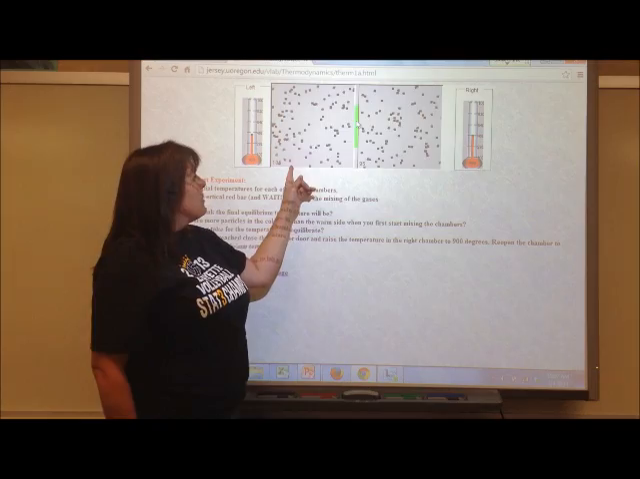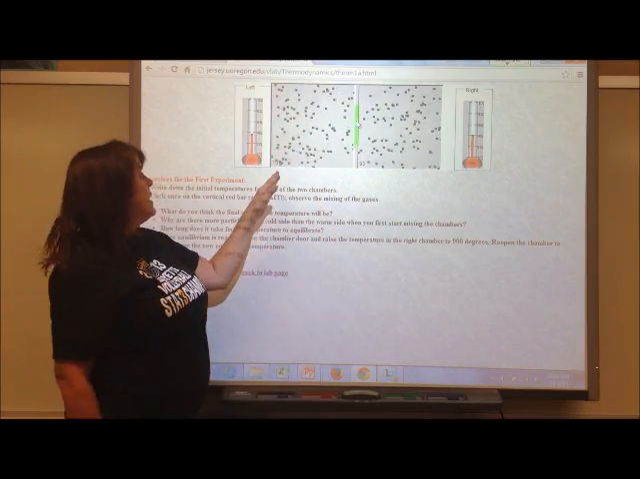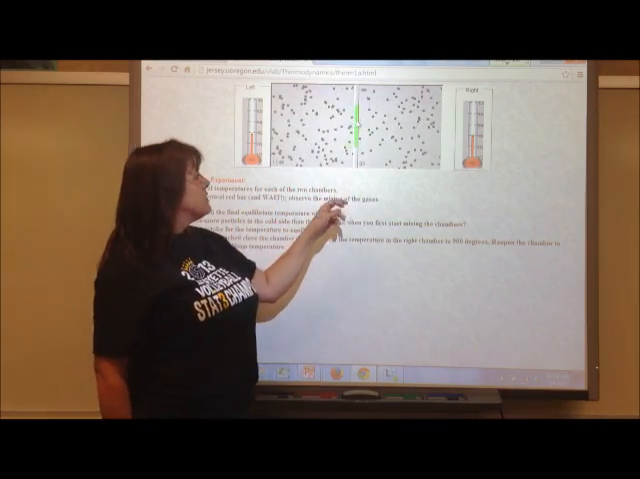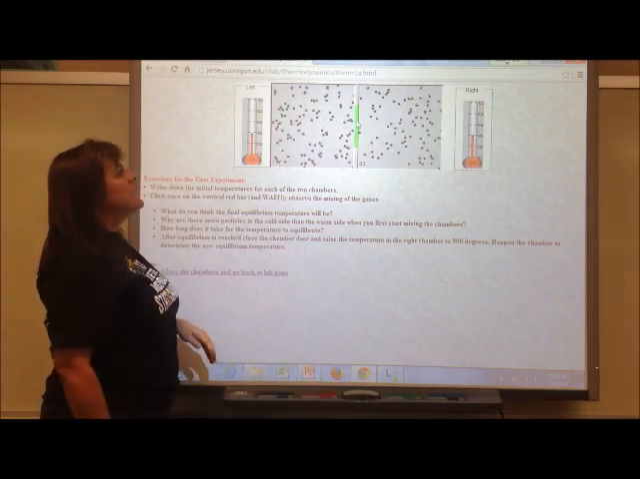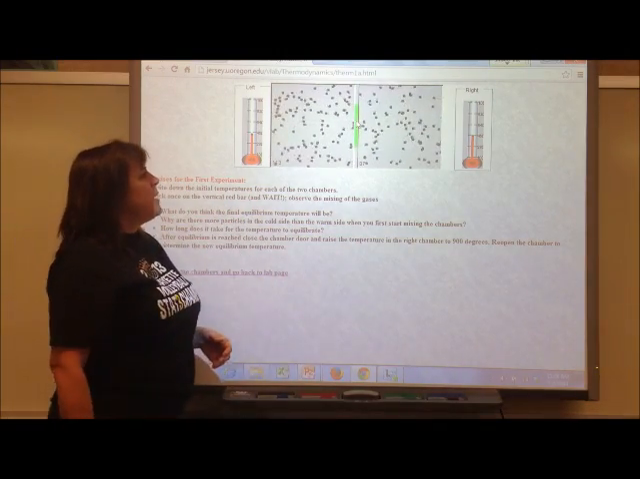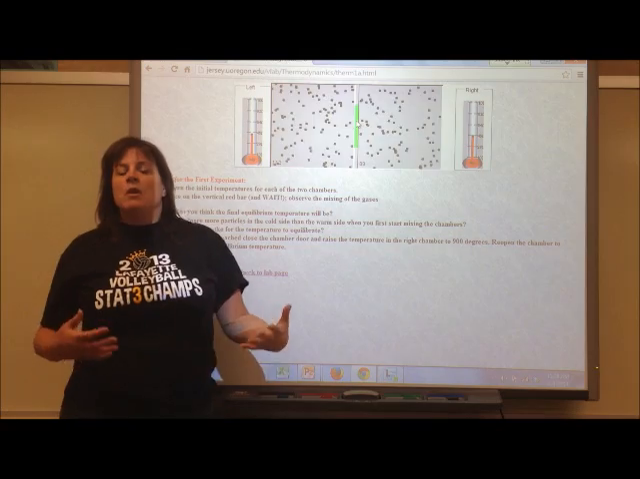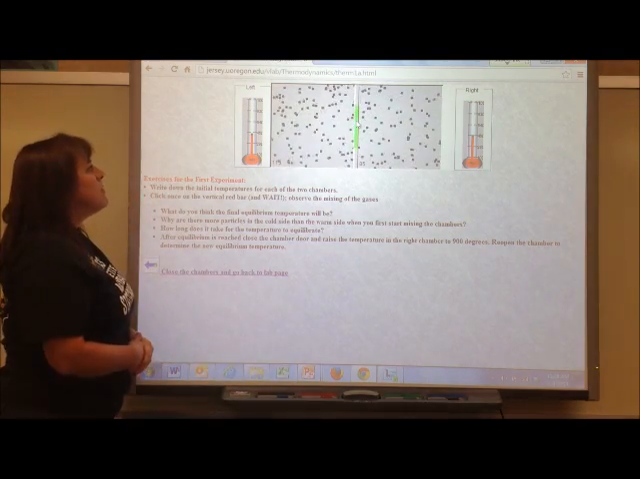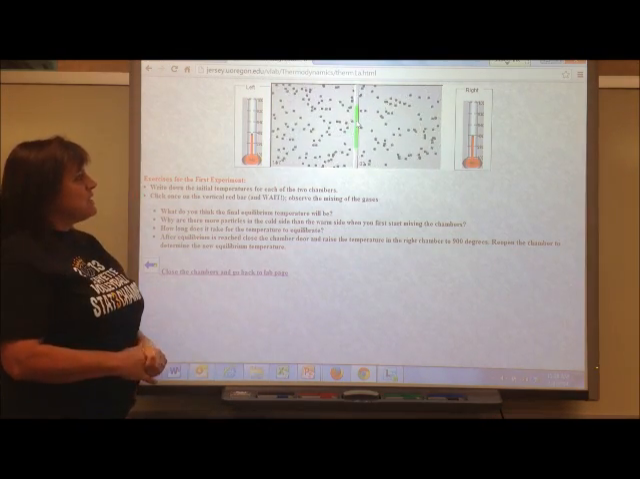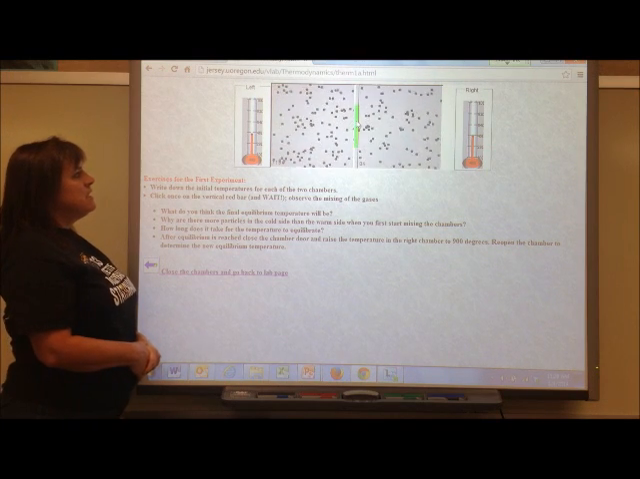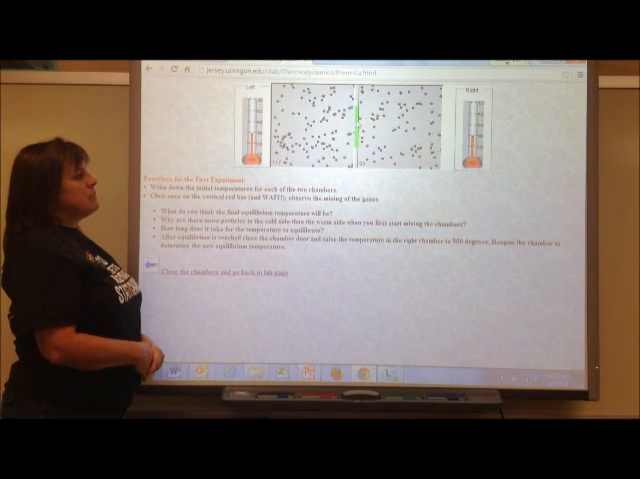Notice that my number of particles is starting to even out. I have about 109 molecules in here and 86 in there. And these are going to move back and forth until I become more steady in the amount of molecules I have. So we'll give this a couple more seconds to come to equilibrium.